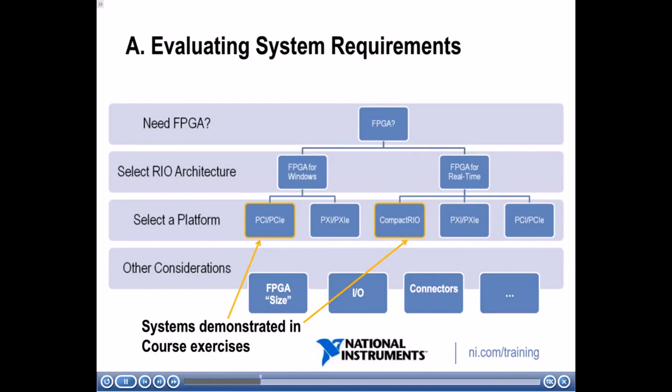Once you've selected that, then you have to figure out what's the platform that I want to run on. Do I want to use a PCI or PXI, or am I going to use a CompactRIO? After you've selected your platform, then you might want to think about other considerations when you're selecting your hardware. For example, you might want to look at the FPGA size, what kind of I/O do you need, and things like that. In this course, the exercises will be done on two different platforms. One will be for FPGA for Windows. You'll be using a PCI R Series card. And if you're doing the real-time exercises, then we'll be using the CompactRIO platform.